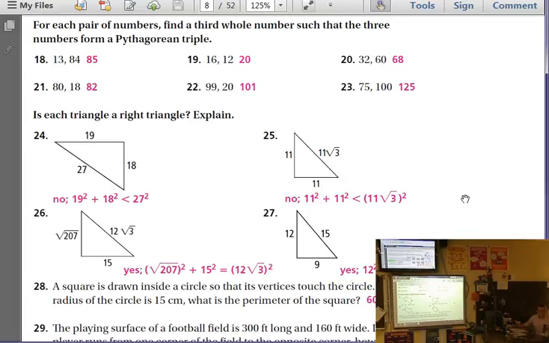Can you go over the Pythagorean triple again? Yeah, I was confused about that it's 3, 4, 5, or any manipulation of it. I was really confused on just how you figured that out. Find a third whole number such that the 3 numbers form a Pythagorean triple.